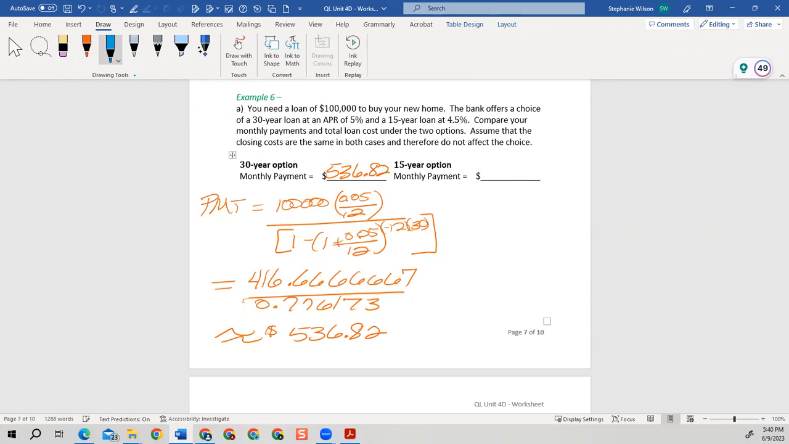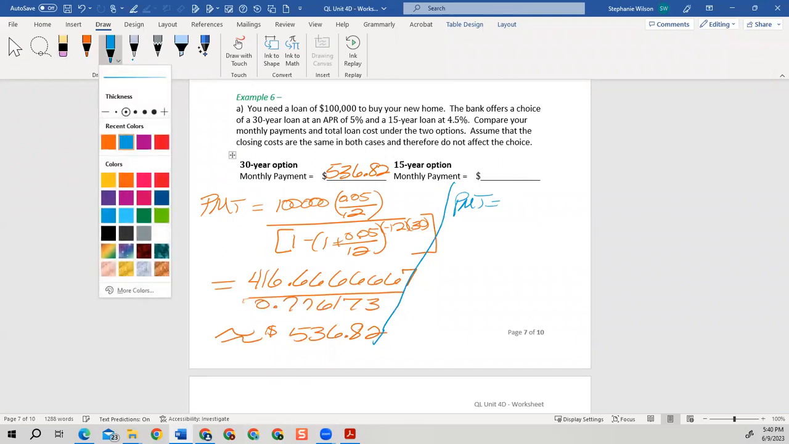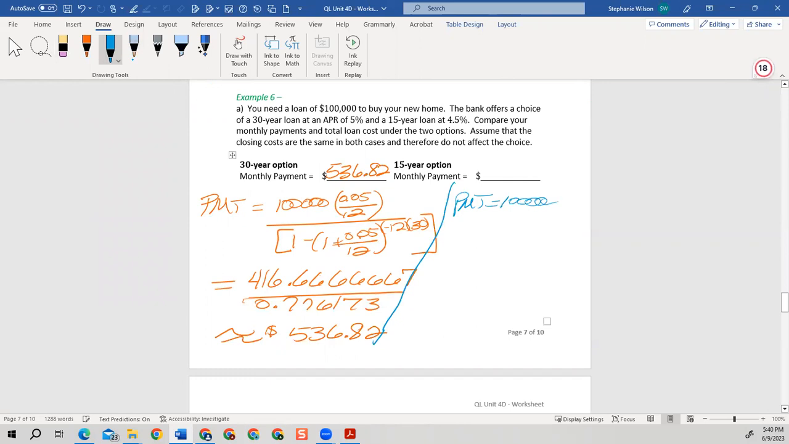So we're going to take the same equation and let's plug in the 100,000. So we got 100,000 times, and the interest for it is 4.5%. So it's 0.045 divided by 12, all divided by 1 minus that 1 plus that 0.045 divided by 12 raised to a negative 12 times 15.